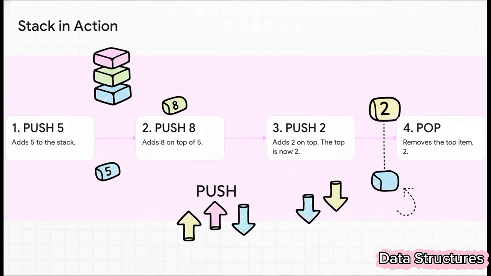So let's just trace this with some numbers. In programming, when we add an item to the stack, we call it a push. So let's push the number 5 onto our empty stack. Then we push an 8, which goes right on top of the 5. Then we push a 2. So now the very top of our stack is 2. When we want to remove an item, it's called a pop. So if we pop, which number comes off? Of course it's the 2, because it was the last one in.